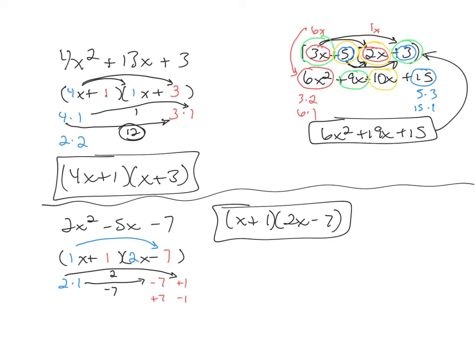So it can be challenging for sure to do this. So let's do one more. Oops, I don't need parentheses. A little bit more difficult one. So 6x squared plus 27 plus 20.